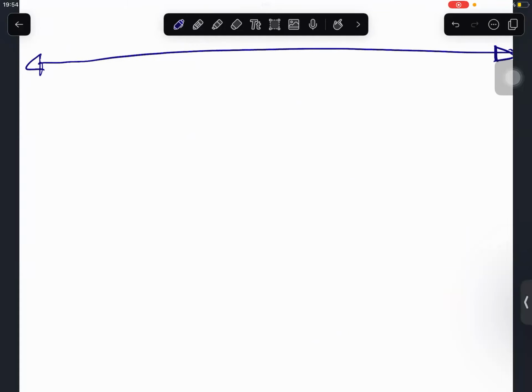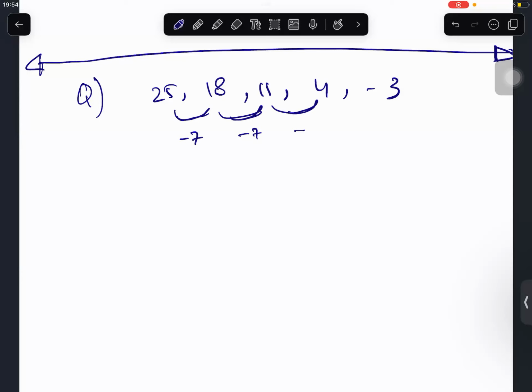You have a question which is 25, 18, 11, 4, and -3. Okay, so these are the first 5 terms of the sequence. Find the nth term of the sequence. So 25 to 18, it's -7. Again, 18 to 11, it's -7 again. Here it is -7. 4 to -3 is also -7. So the difference is at level 1, which means this is a linear sequence.